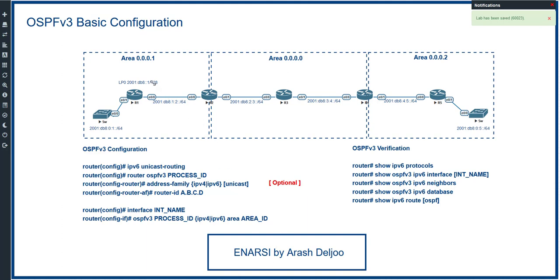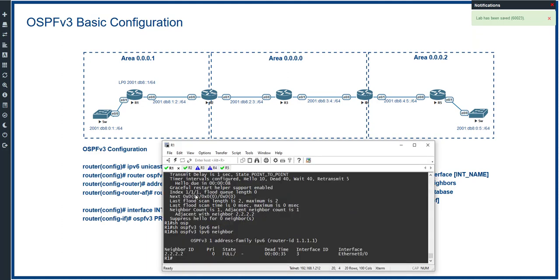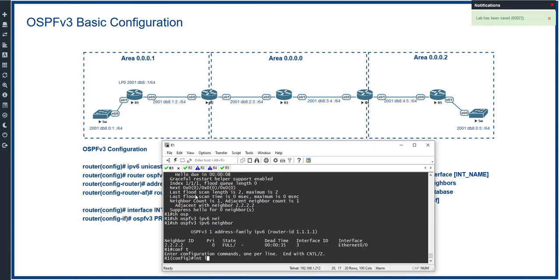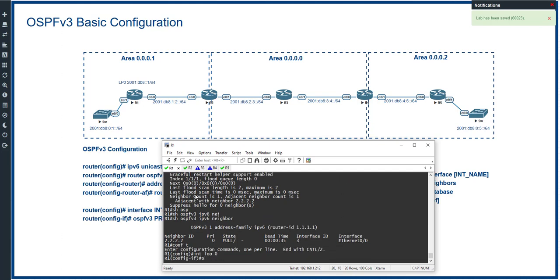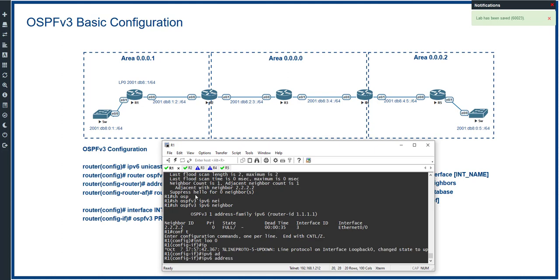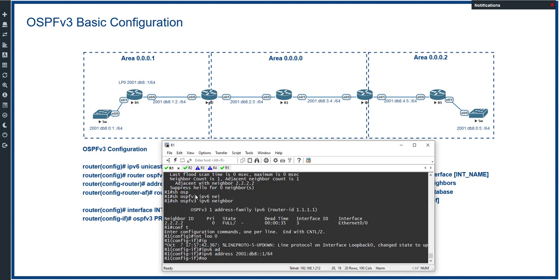But I'm going to configure the loopback IP address with /64, not /128. Let me configure it in router 1. Conft, interface loopback 0, then IPv6 address 2001:db8::1/64, and then OSPFv3 1 IPv6 area 0.0.0.1.